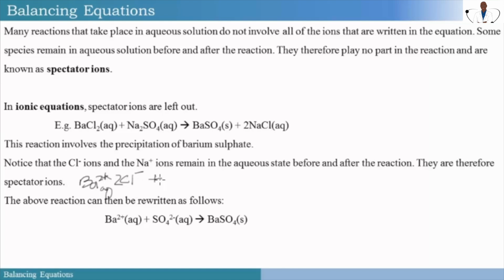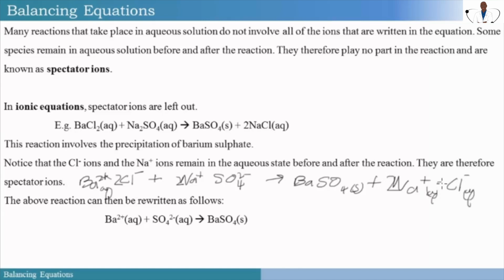And then I am going to separate sodium. So I have Na+, also SO4 2-. But since I have 2-, I must have 2+ here. Arrow. I cannot separate barium sulfate because it is a solid, so I cannot separate it into its ions. I can separate Na+ and Cl-, and these are aqueous ions.